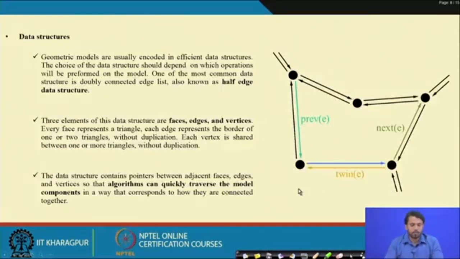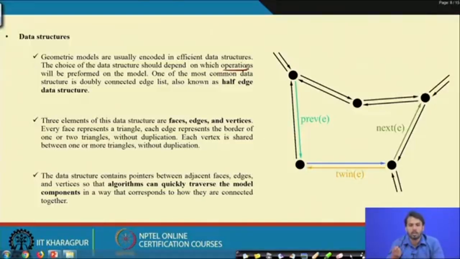For the development of 3D models, what is the data structure that needs to be known? First, geometric models are usually encoded in an efficient data structure. That means the choice of data structure should depend on which operation is to be performed on the model. This operation may be the movement of 3D models, or the scaling of 3D models, or the rotation of 3D models, as we are mimicking a complete real environment.